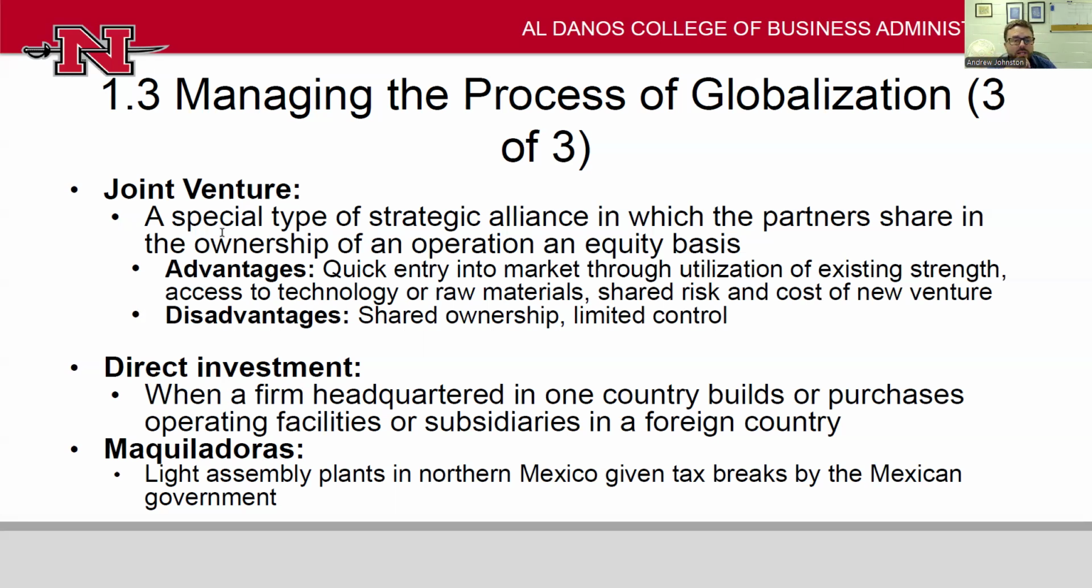It's got this example here, the maquiladoras. These are plants in northern Mexico, right along the US border, that are given tax breaks by the Mexican government. So that's a form of direct investment. These car factories or manufacturing plants open up a plant just on the other side of the border. The Mexican government treats them favorably. It gives them tax breaks to attract that investment.